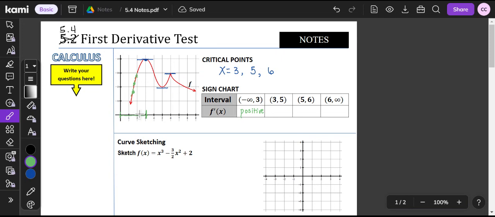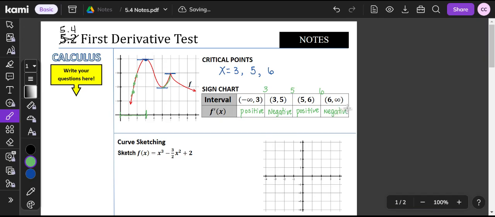All right, and I can do that for all of these intervals. Once I hit 3, I know I'm flat, so here's my critical point right here. And then from 3 to 5, my derivative is negative. The slope is going down. Okay, I have a critical point at 5. Then I look at this interval between 5 and 6. I have another positive slope. And then I hit my critical point. And then from 6 on to infinity, it looks like I'm going back down. I have a negative slope.